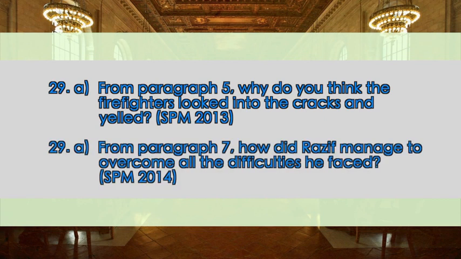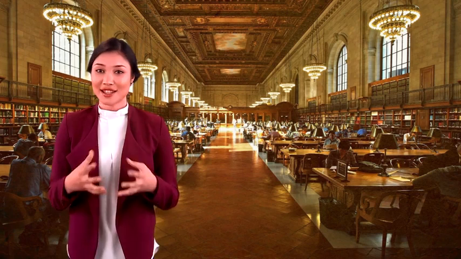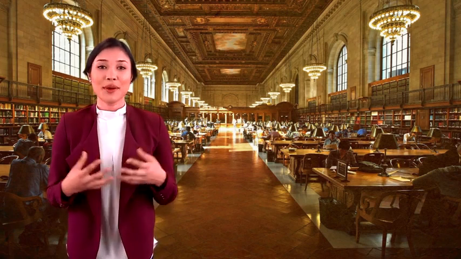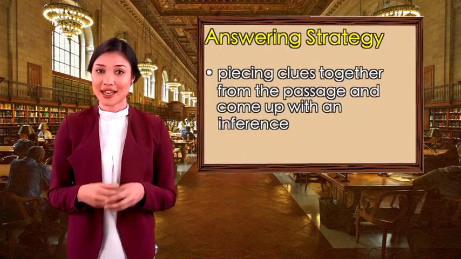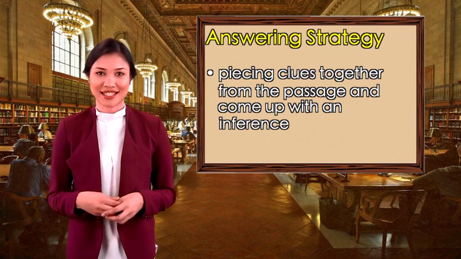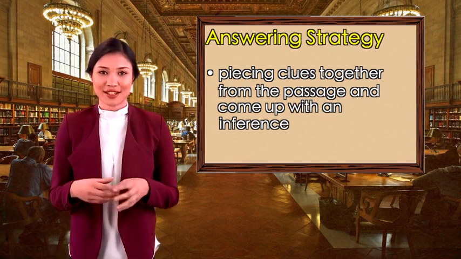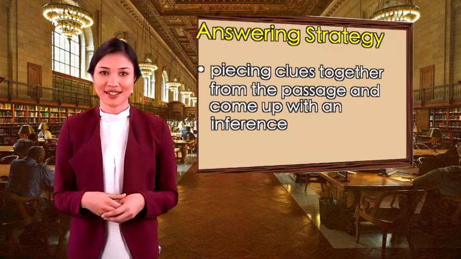29A, from paragraph 7, how did Razif manage to overcome all the difficulties he faced? As it is an open-ended question, you will be unable to copy the answer directly from the passage. Instead, you have to develop your own answer using the clues available in the passage. When you find these clues, you have to piece these clues together and come up with your own inference.